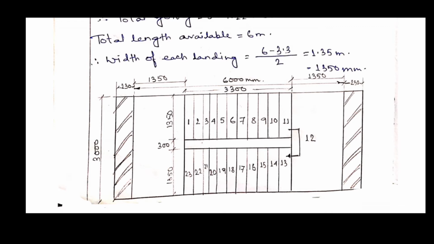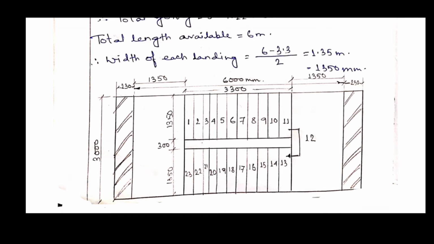Okay, so two landings, each landing is 1350 mm, which is calculated, you can see here, and width of each landing is also 1350 mm and spacing in between is 300 mm. So this is the geometrical design.